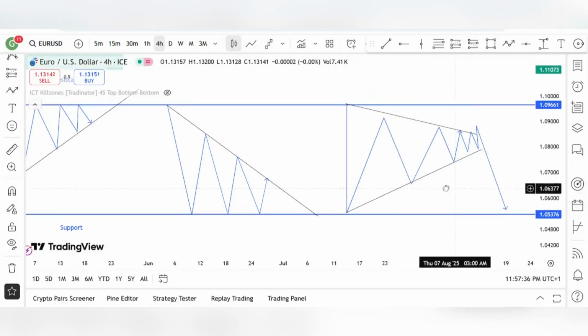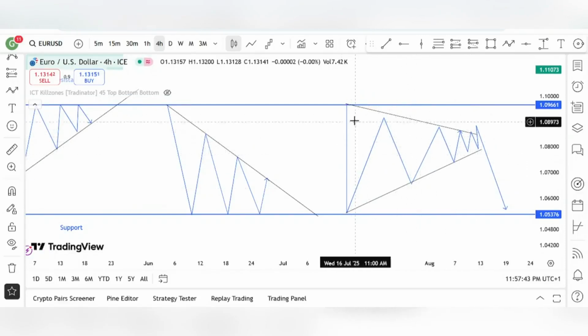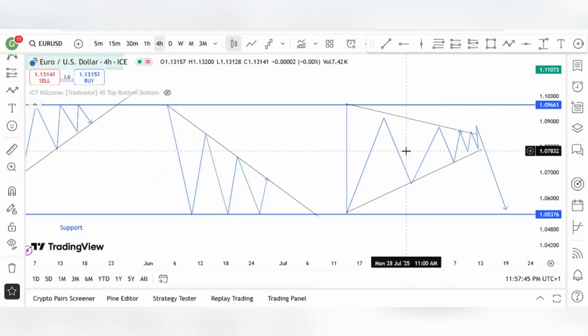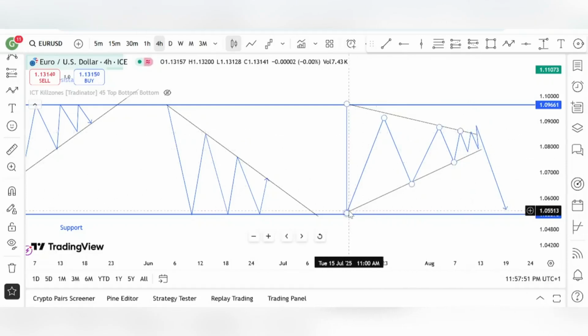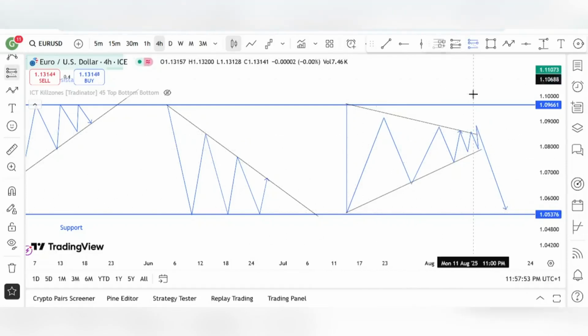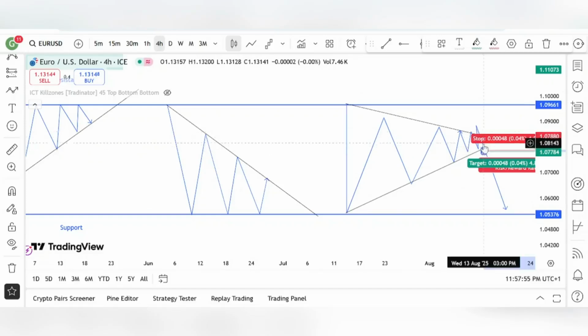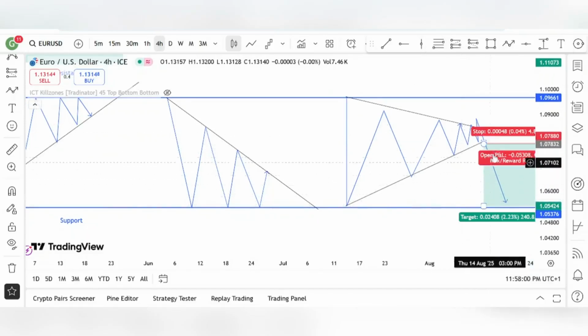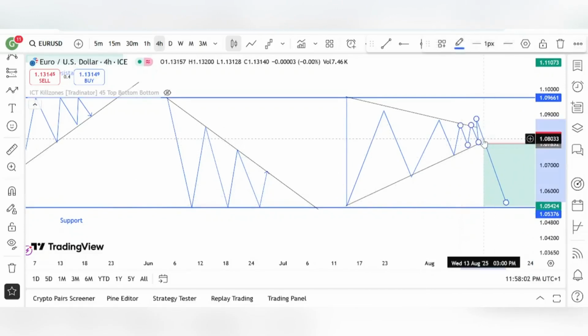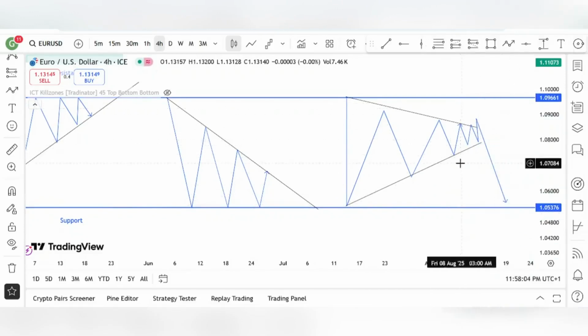This is what ICT calls, most times we call it the ranging market, the consolidating market, but most times you need to know that this is a triangle pattern. If you catch it in the higher time frame, you can make a whole lot of money. If you're taking a sell trade from here after this breakout, you'll be catching a whole lot of pips, a whole lot of percentage. So you just need to know how to position to catch all of this.